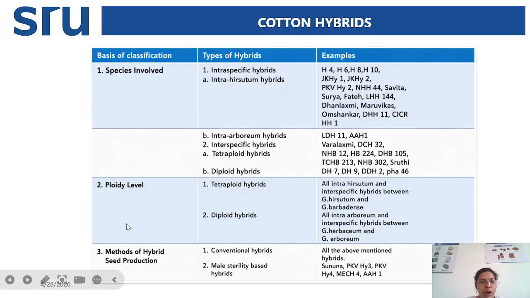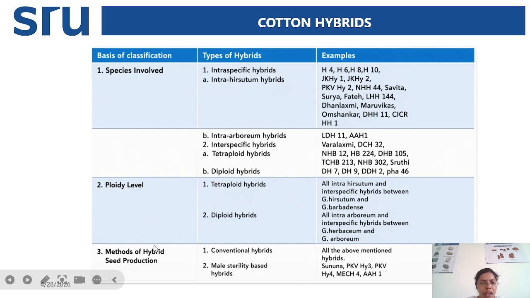And next, at the ploidy level there are also different types of hybrids: tetraploid hybrids and diploid hybrids. All intra-hirsutum hybrids and interspecific hybrids of Gossypium hirsutum and Gossypium barbadense are tetraploid hybrids, and all intra-arboreum hybrids and interspecific hybrids between Gossypium herbaceum and Gossypium arboreum are diploid hybrids.